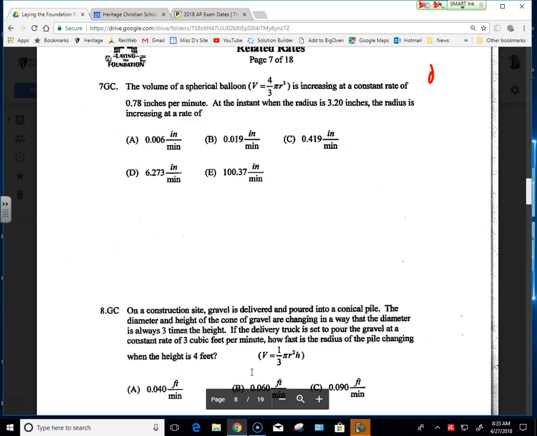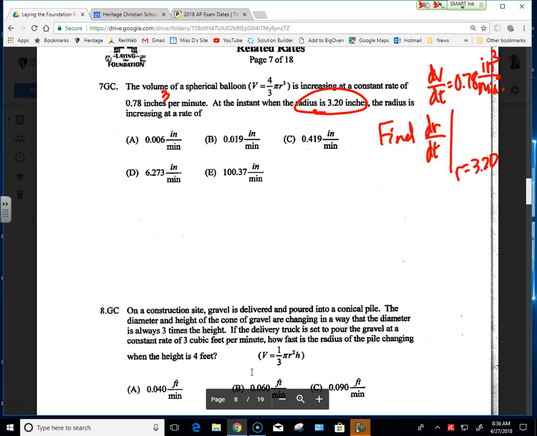How do we put this into? And it should be cubic. Nice, and it is. Uh-oh. Well, they fail miserably. Cubic inches per minute. Change that. That's a typo. Cubic inches per minute. It should not be inches. That makes no sense. Yikes. At the instant when the radius is increasing at a rate of, what am I trying to find? dr dt. Are we tracking? Such that r equals 3.20 inches.